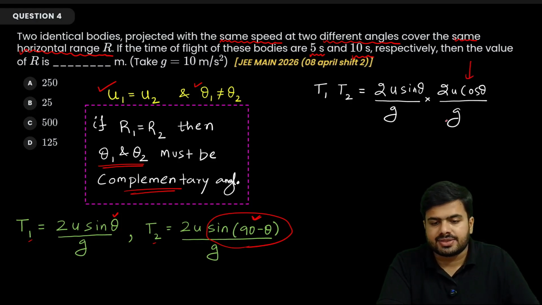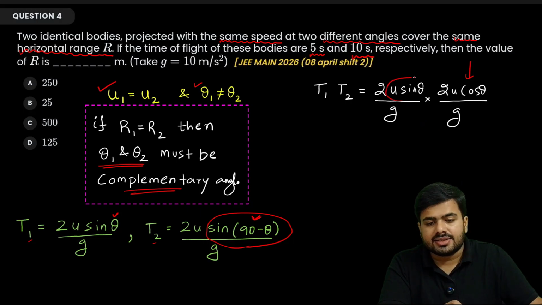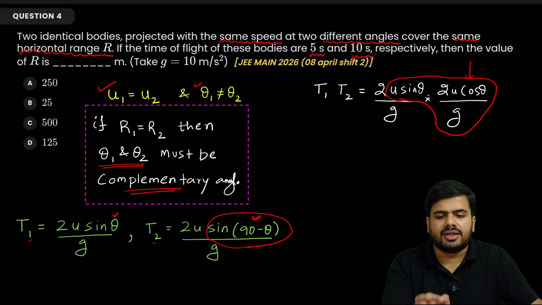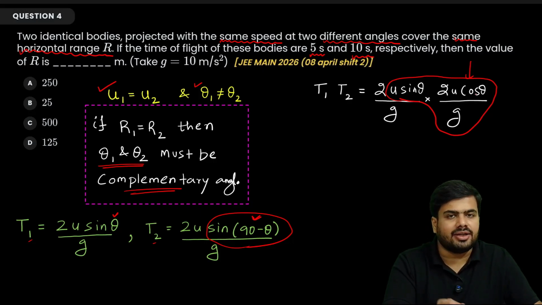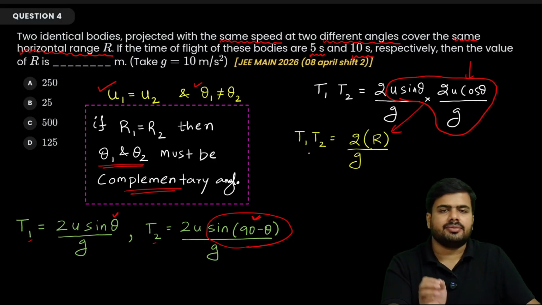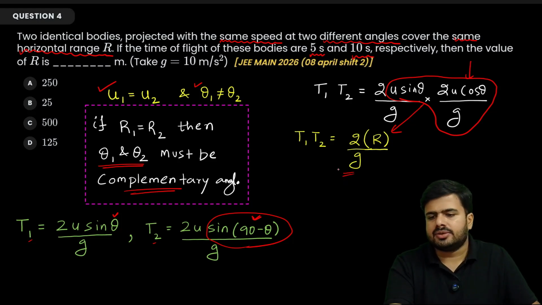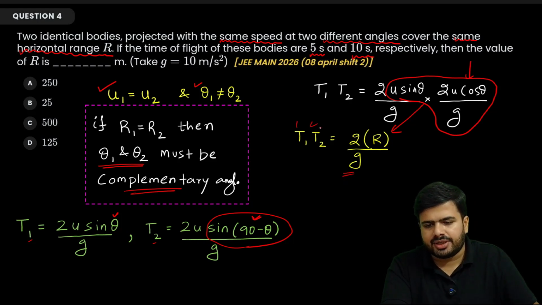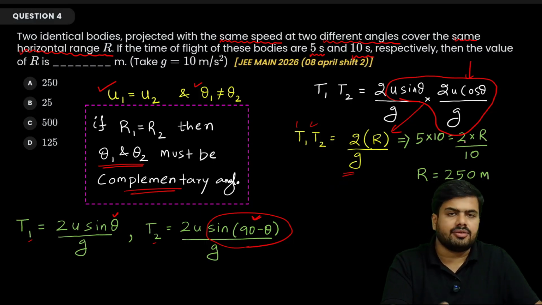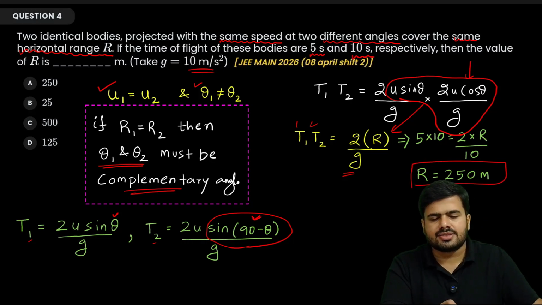Now carefully observe the right-hand side. We have 2u square sin theta cos theta by g. Here we can see that the range formula is there. If you take this part, 2u square sin theta cos theta, we can write u square sin 2 theta upon g. So instead of that I have written range, so we get t1 into t2 equal to 2 into range upon g. Now substitute the given values: 5 into 10 equals 2 into R by 10, taking g as 10. Range we get as 250 meter.